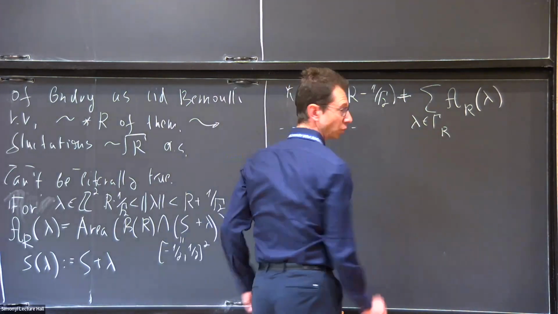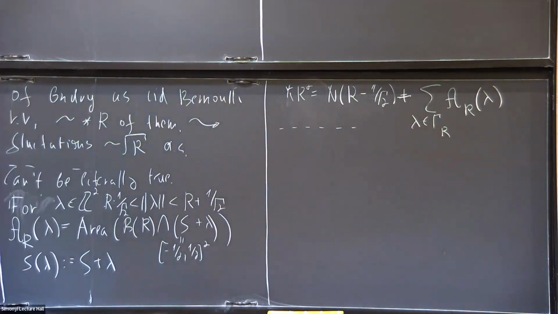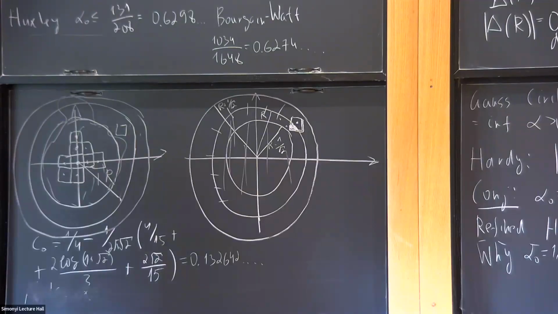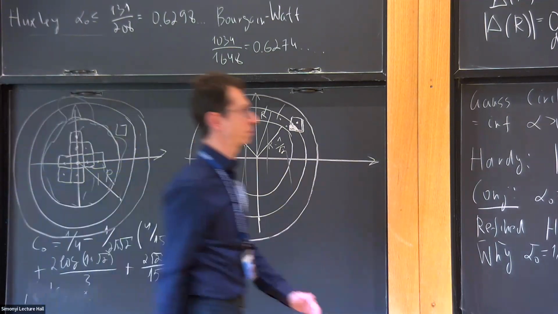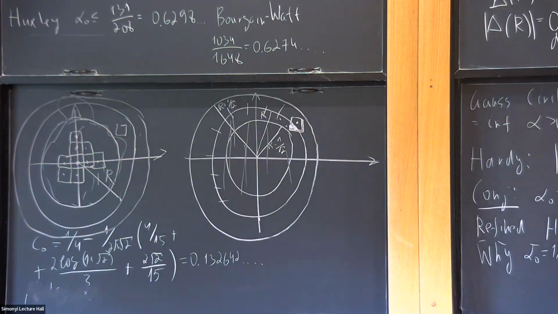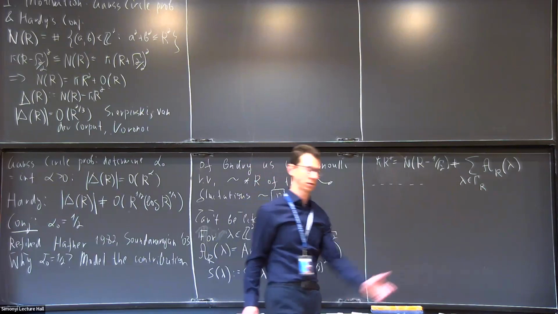I'm never going to use this formula. This is just to relate between this quantity AR and the Gauss circle problem directly. There are some other connections that we have in the paper. And now let me state the main results. Any questions so far about notation?